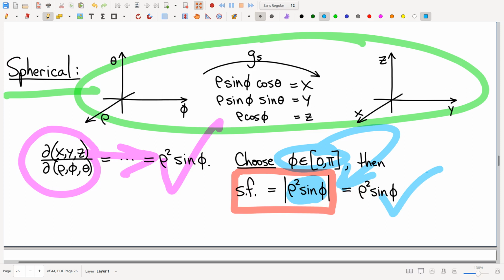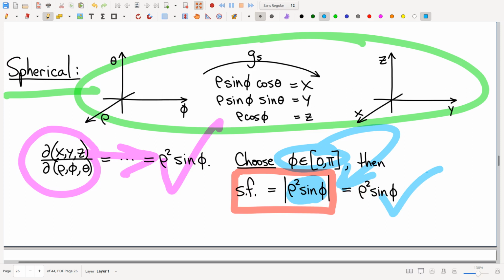So, okay. Is everybody with me? Everybody on board? Okay. All right, so make sure to know what your stretching factor is. Make sure to be very clear on what your constraint is on your spherical variable choices, to ensure that you don't have absolute value problems.